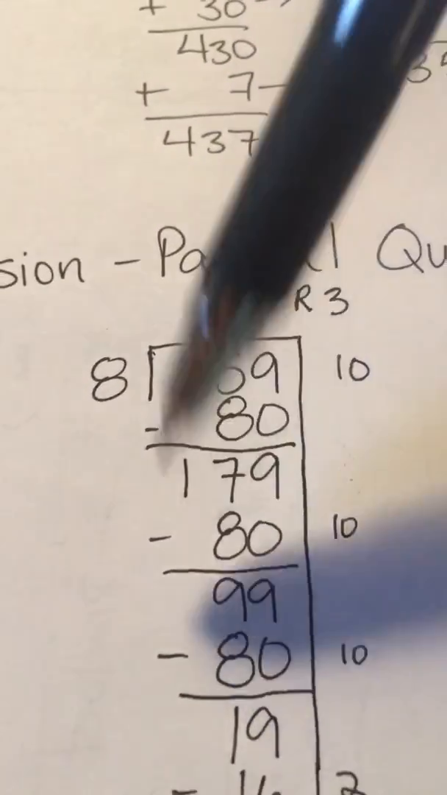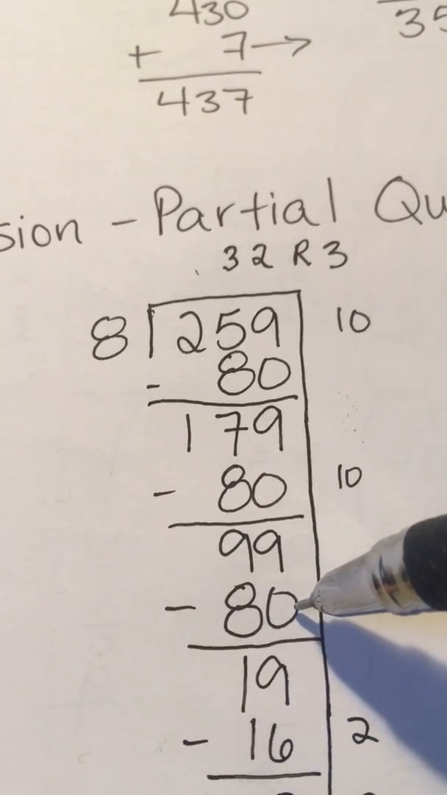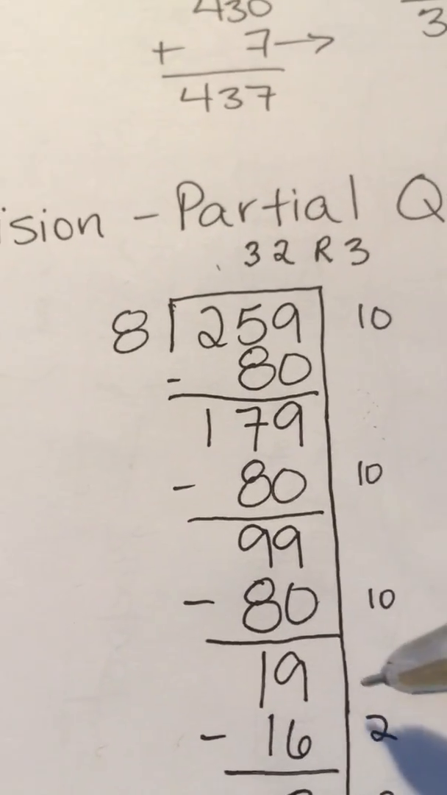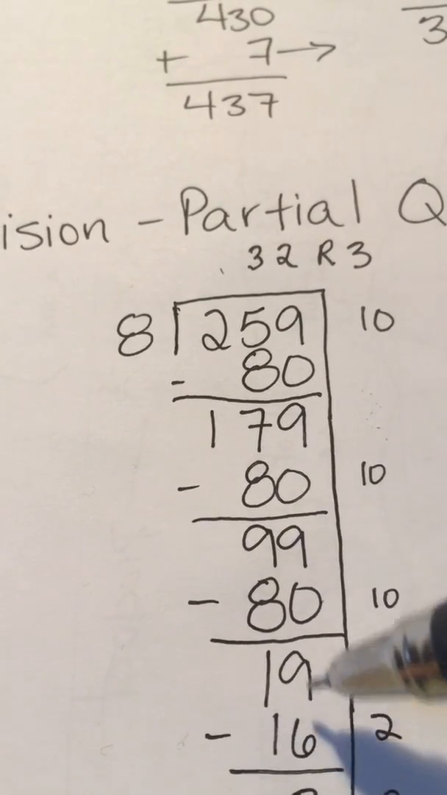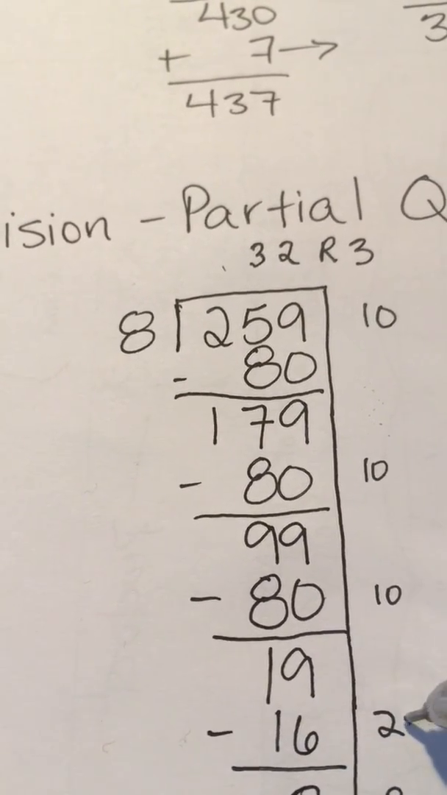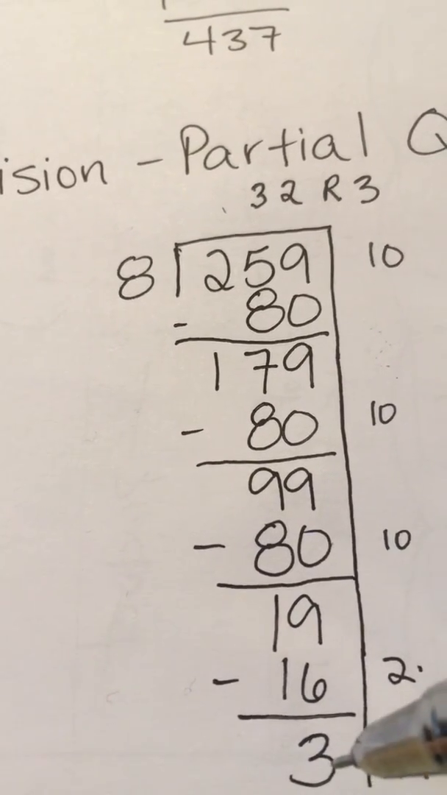So we're going to take that. And again, we can get another 80. And that finally leaves us with 19. 8 can only go into 19 two times, so we're going to use a 2 there. And then we're left over with 3.